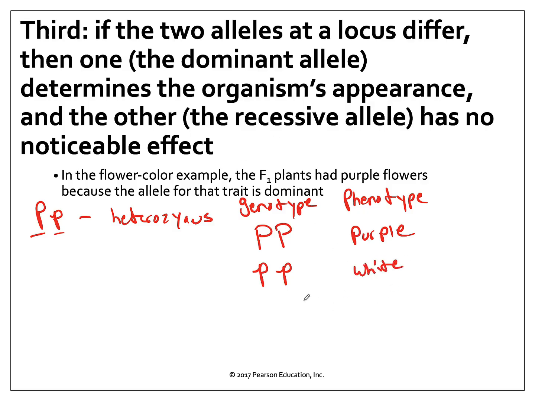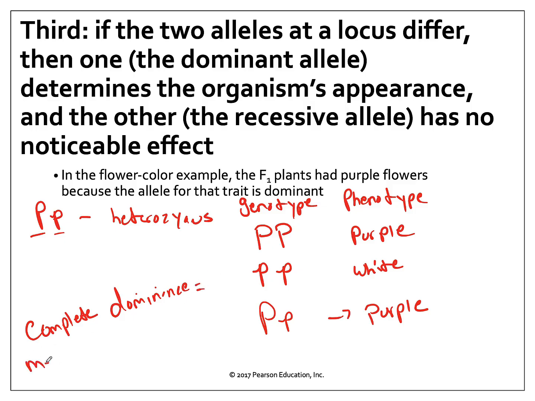So what this third conclusion says is that when an individual is big P, little p, meaning that it has one capital and one lowercase, one dominant, one recessive, it's actually going to have purple flowers. It's not going to have any white. It's not going to be diluted or mixed. The dominant purple trait completely covers up the recessive white trait. This is called complete dominance, or sometimes we equate this to the term Mendelian genetics.